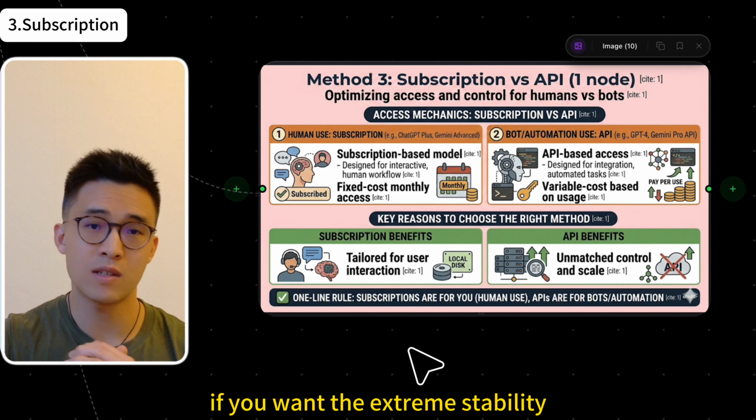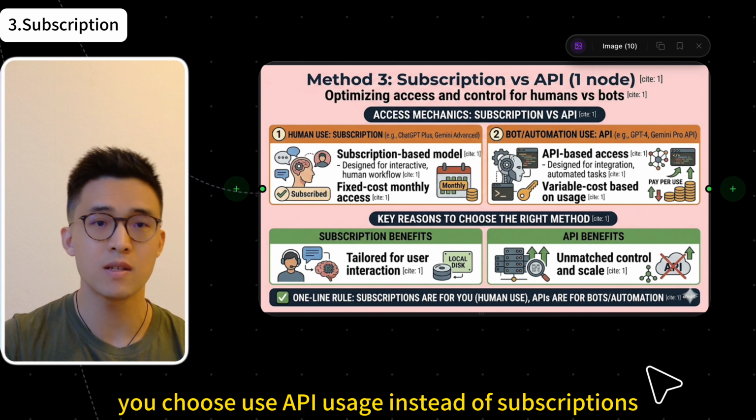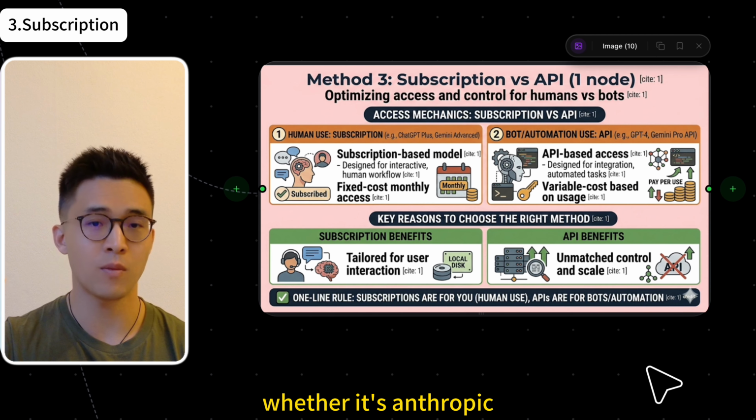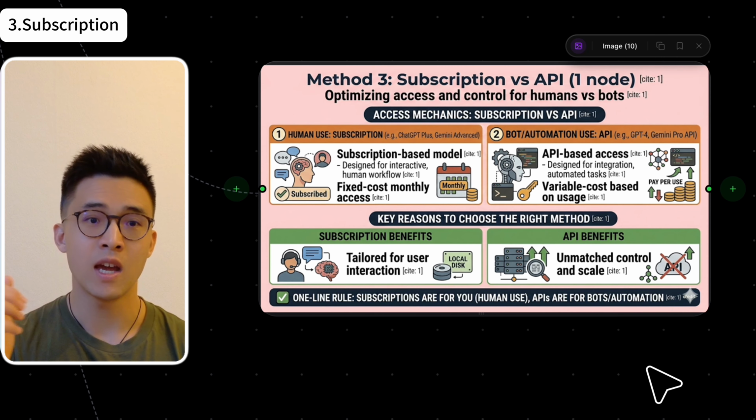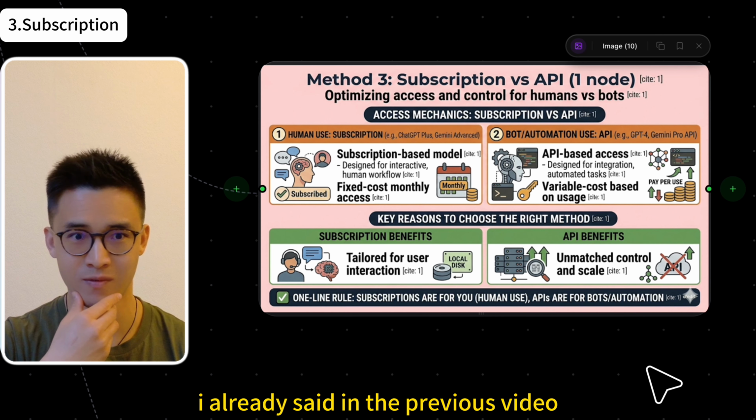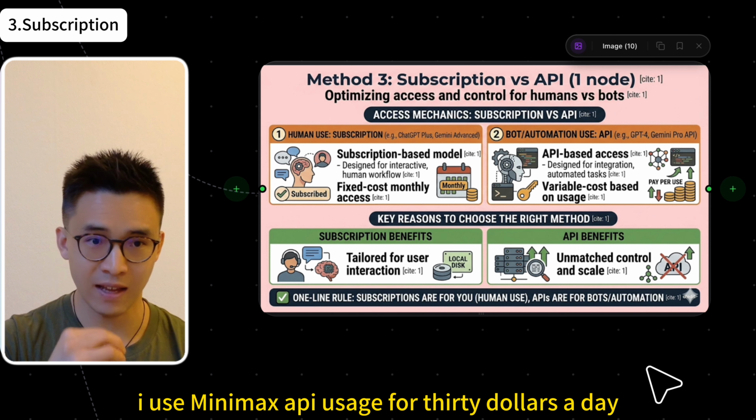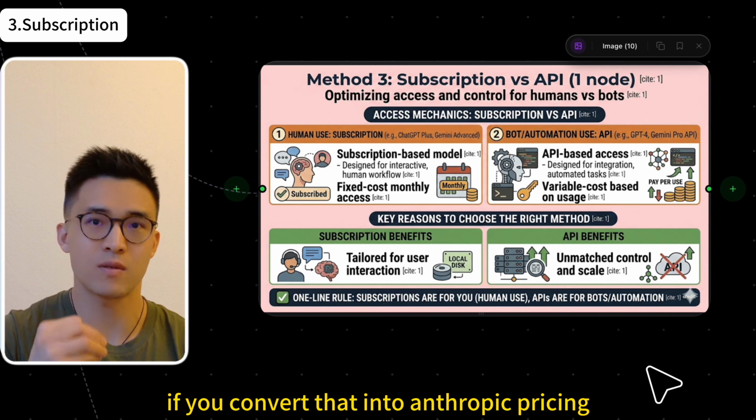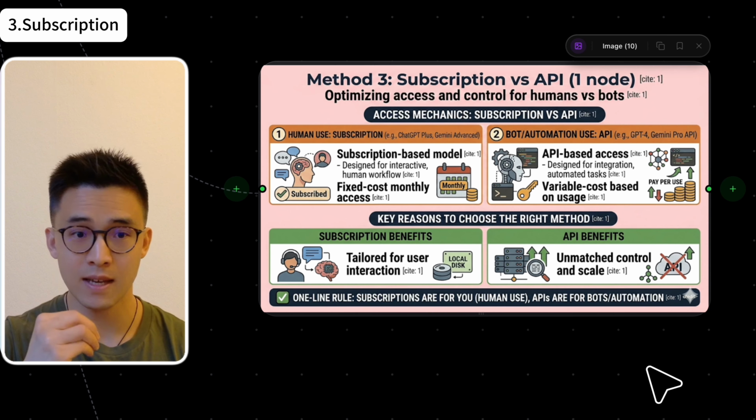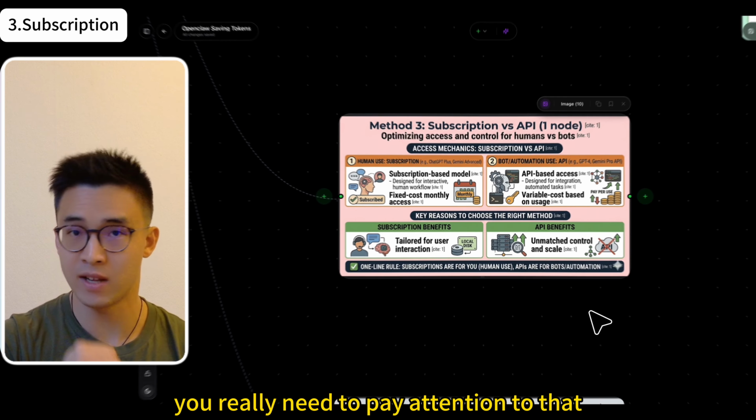If you want extreme stability, you choose API usage instead of subscriptions, then you need to be careful. If you use the latest model, whether it's Anthropic, Gemini, OpenAI, your bill will grow multiple times. I already said in the previous video, I use Minimax API usage for $30 a day. If you convert that into Anthropic pricing, with the latest Opus 4.6, it could cost me $500 per day. So you really need to pay attention to that.